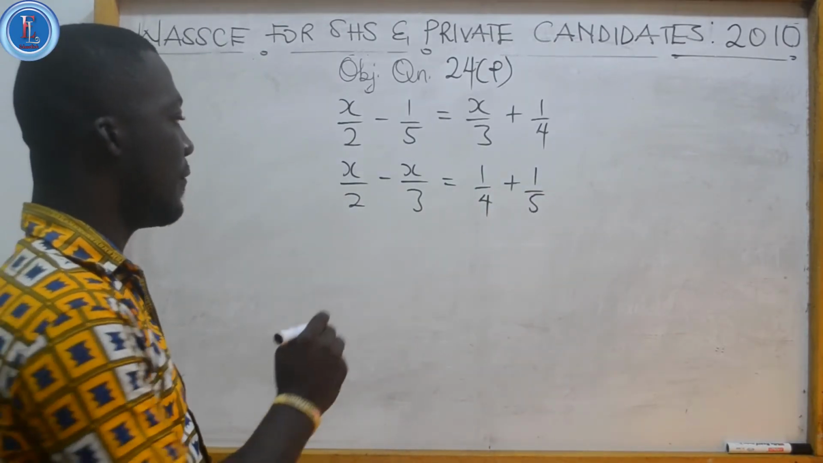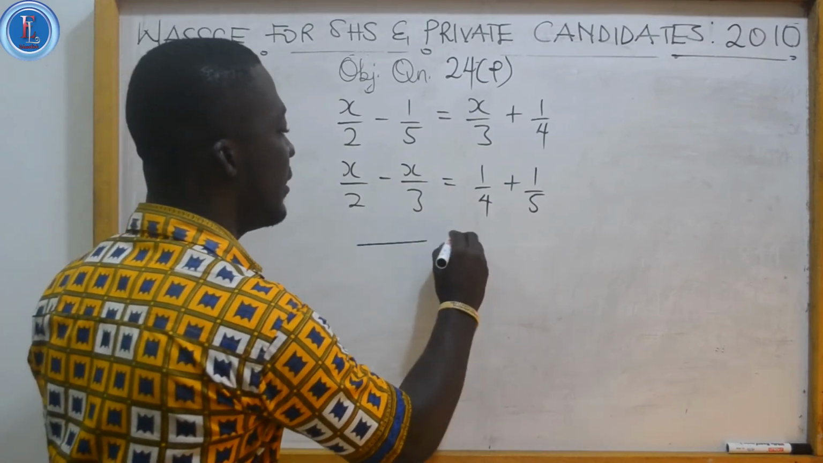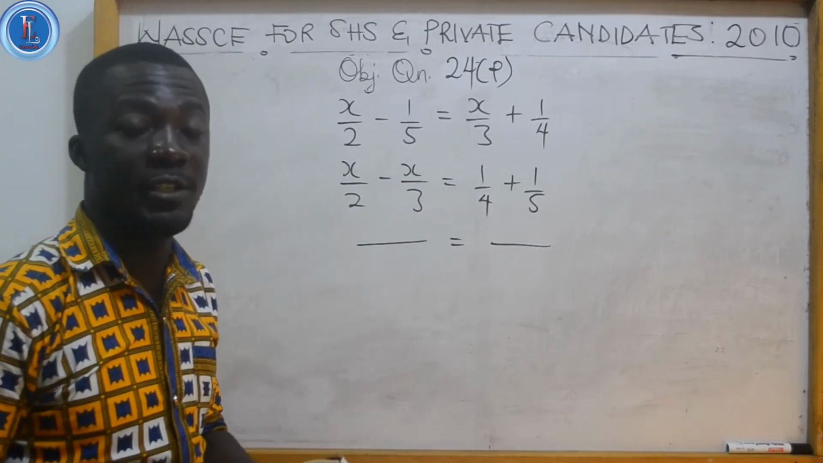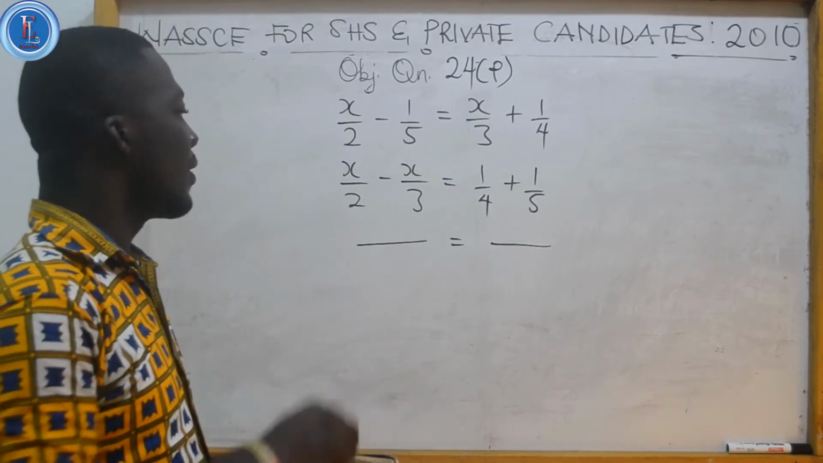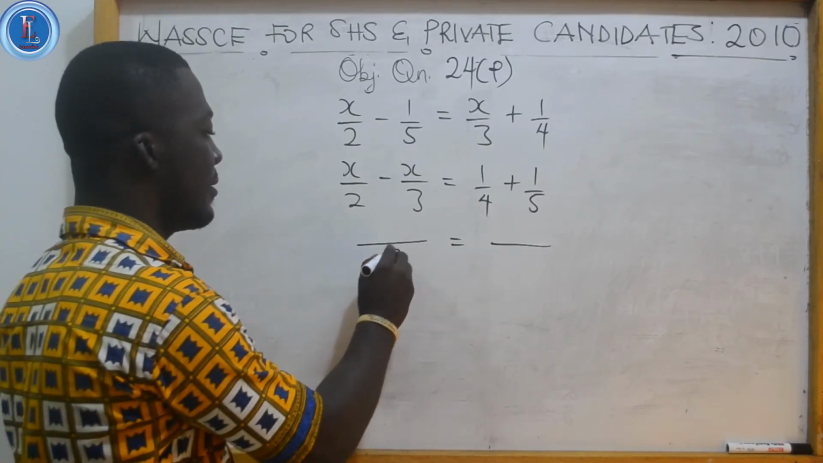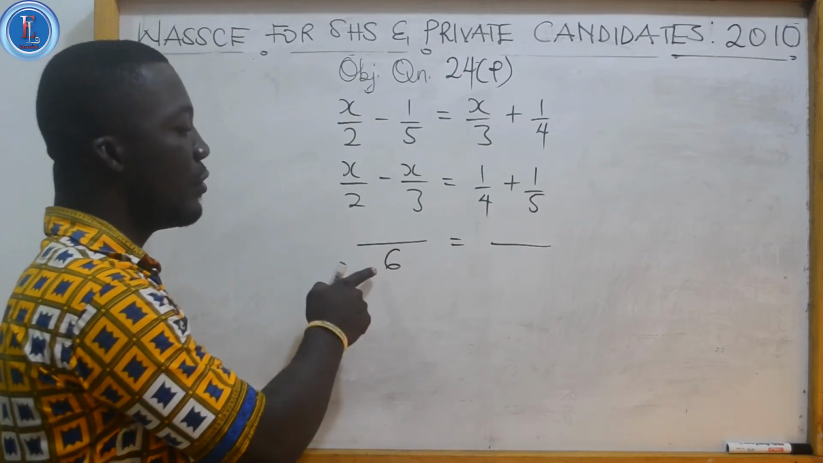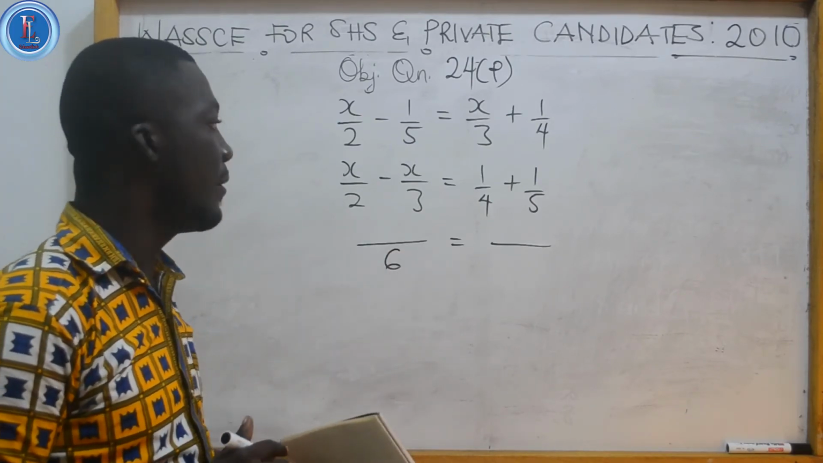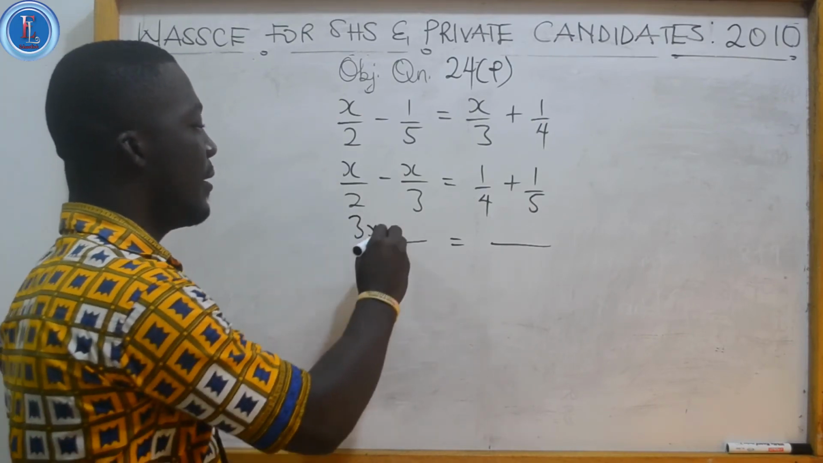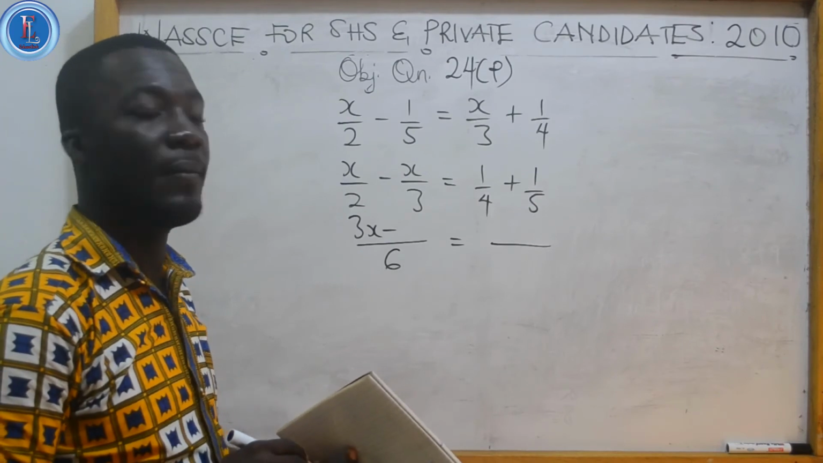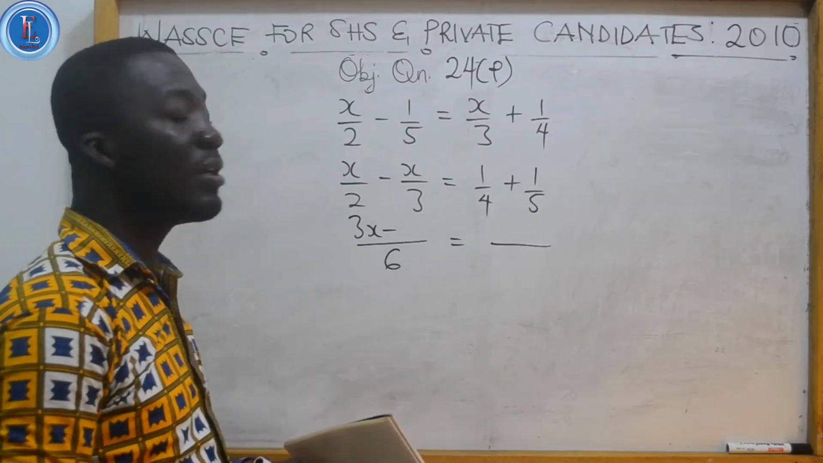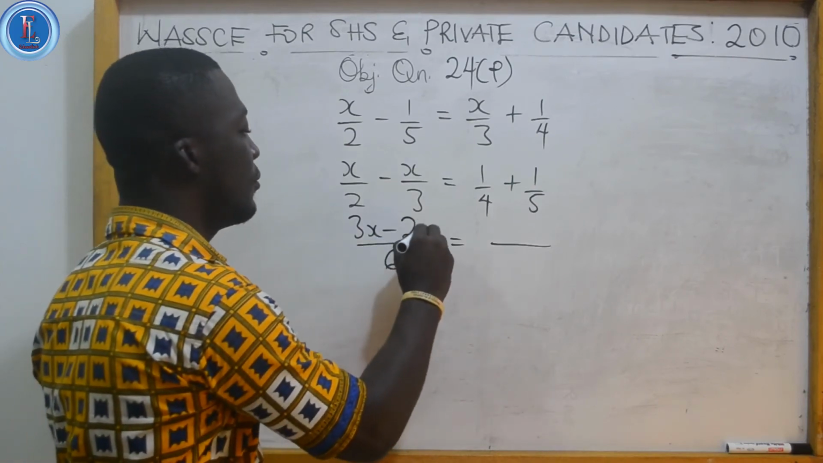The next, we find the least common denominator or the least common multiple, whichever way you choose to say it. So 2 and 3, the least common denominator is 6. 2 goes into 6, 3. 3 multiplied by x will give us 3x. Then the minus sign will come. 3 goes into 6, 2. 2 multiplied by x is 2x.